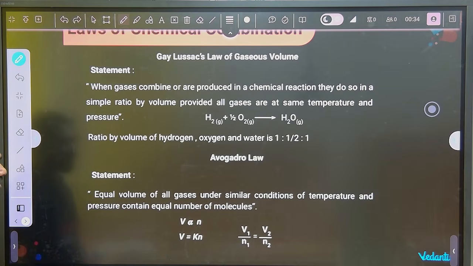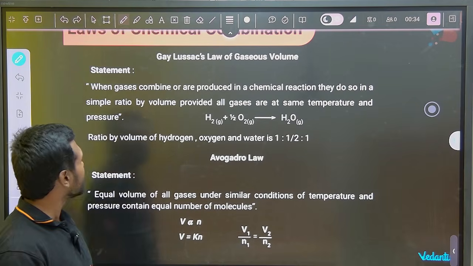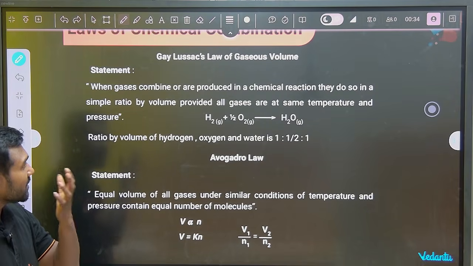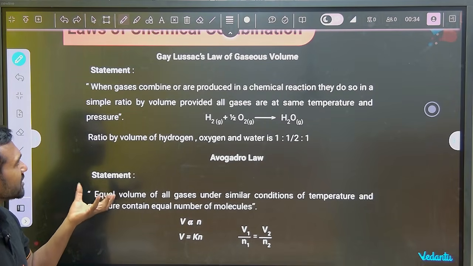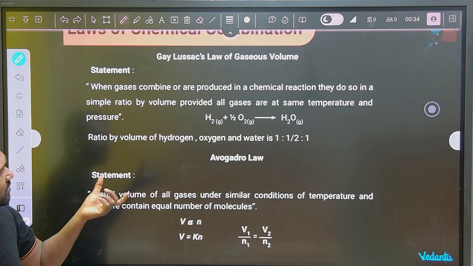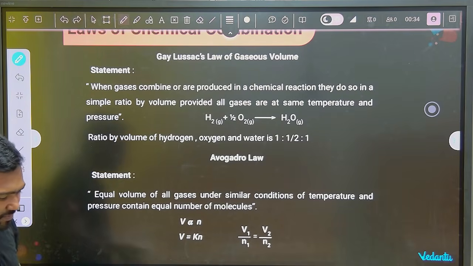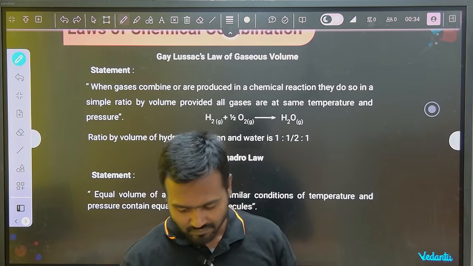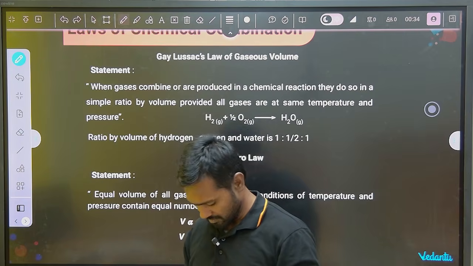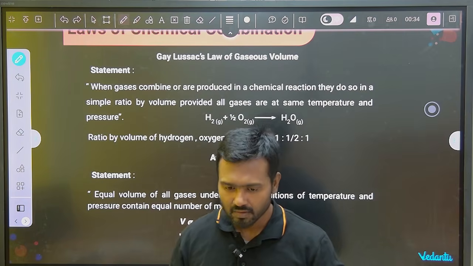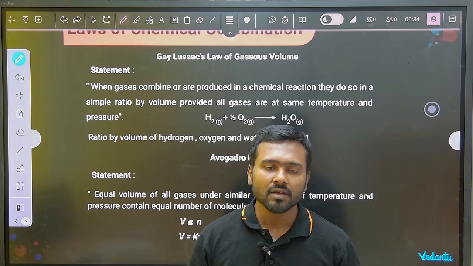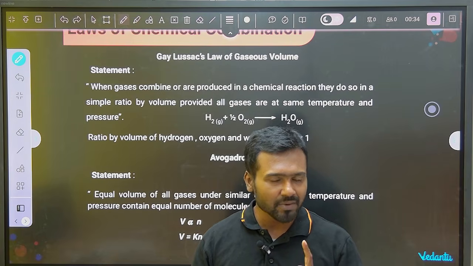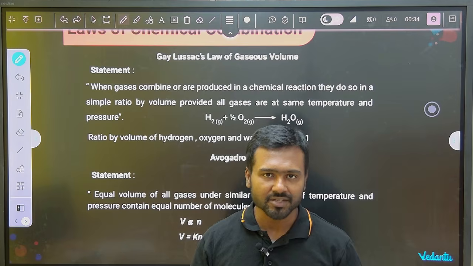Now Gay-Lussac's law of gaseous volumes. It means when gases combine or are produced in a chemical reaction, they do so in a simple ratio by volume, provided all the gases are at the same temperature and pressure. So the condition is that temperature and pressure should be constant.